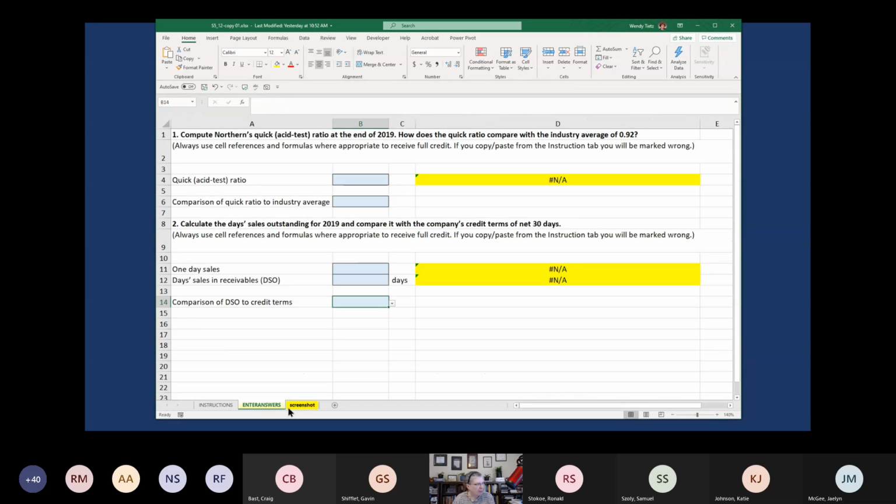Look, I made a worksheet called screenshot. Obviously, you don't need that either. So anyways, back to enter. We're first told to calculate the quick ratio. We did learn about the current ratio. The current ratio is current assets divided by current liabilities. It's how much resources do you have available to cover your bills that will come due in the next year. And the current ratio should be 1.5 or higher.